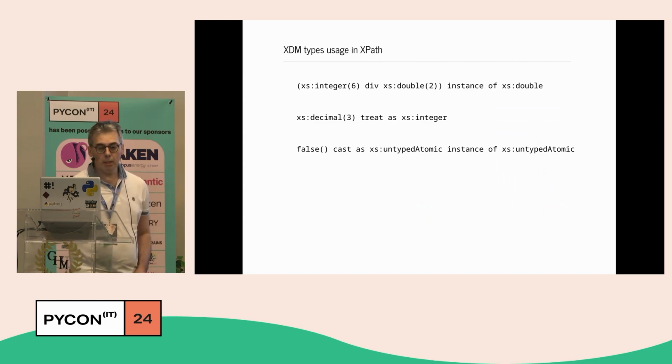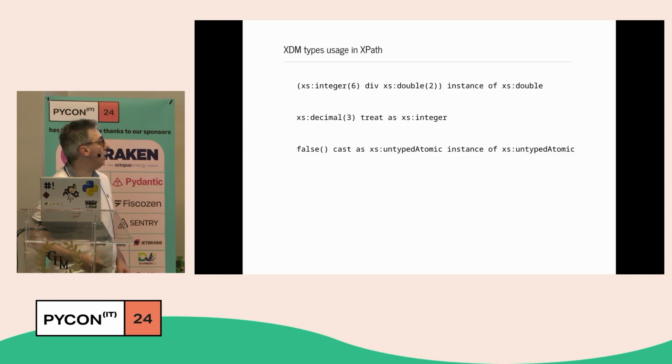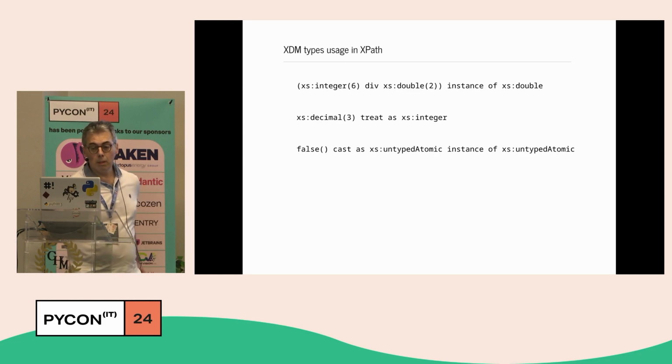Where are XML Schema types used in XPath? They are used in some instructions of the language, or for specific conversion and casting of types, instance checks, or to check if a type is usable as another.